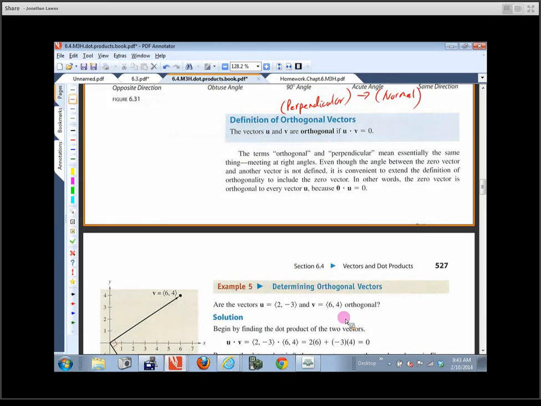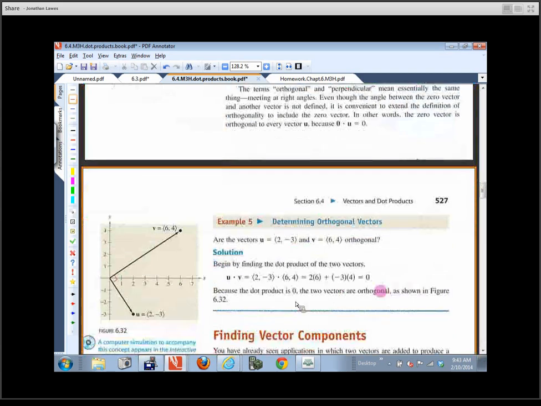What if it's positive? What if the dot product is positive? Tell me what that means again. The angle between them would be acute. What if it's negative? The angle between them would be obtuse. Okay? So in this particular case, when you find the dot product, you do end up with 0. That means those two vectors are orthogonal. That means they're perpendicular to each other. Okay? Any questions?